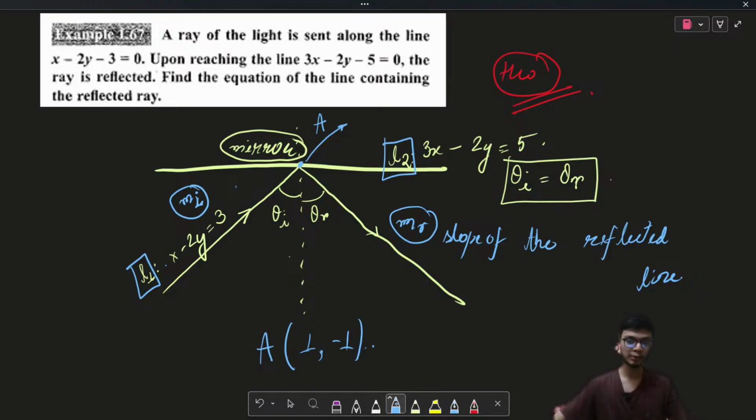Now another thing I'm going to do is, if this theta and theta are equal, and I consider this particular angle as alpha, then this should also be alpha, right? So what is this alpha denoting? This alpha denotes the angle made by this line L2 with L1, and similarly this alpha should also be the same, that is made by the line LR with the line L2, right?